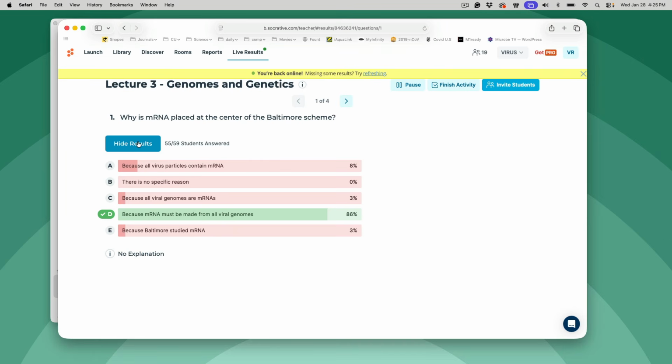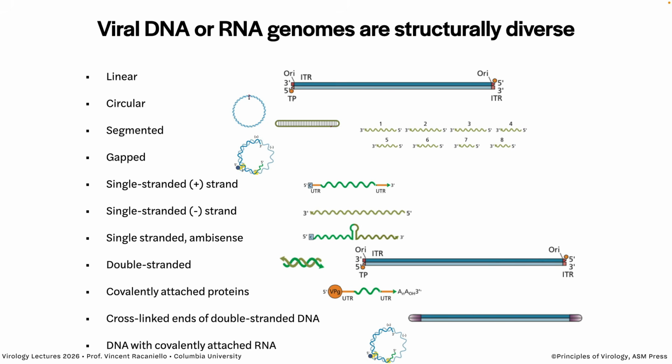Most of you got D, because mRNA must be made from all viral genomes. That's the right answer. Because all virus particles contain mRNA? No, we know that's not true, right? The Baltimore scheme, how many genomes are there? 7, right? Number 7 subway. I know none of you probably ever take the 7 subway, but that's the best I could do. Because all viral genomes are mRNAs? They're not. Because Baltimore studied mRNA? No. Because mRNA must be made from all viral genomes, yes.